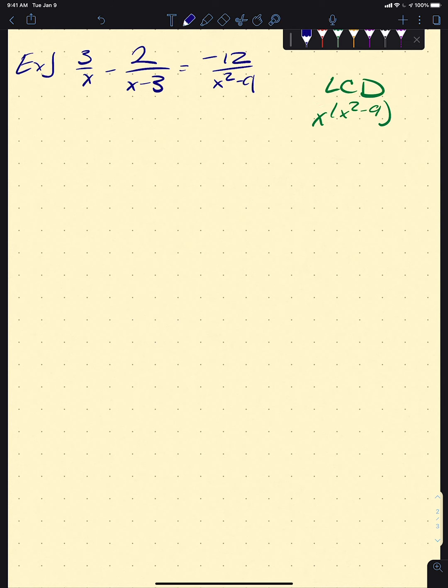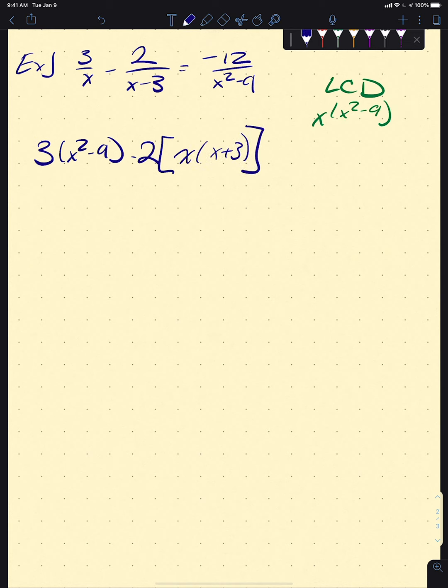And when you do that, you're going to get 3. This x is going to cancel with that x, so it's going to be 3 times x squared minus 9 minus 2. This x minus 3 is going to cancel with the x minus 3 in this, so you're going to be left with x times x plus 3. And this minus 12 just has a factor of x because the x squared minus 9 cancels, so that's going to be equals negative 12x.